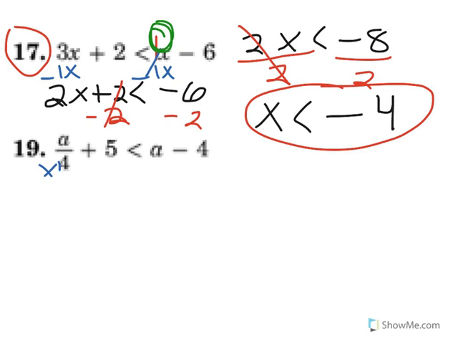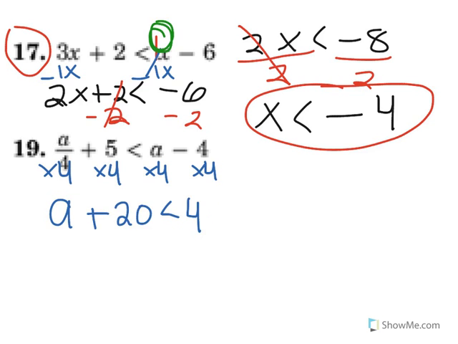If we multiply this by 4, this by 4, this by 4, this by 4, so everything, we would be left with 5 times 4 is 20. A times 4 is 4A. Negative 4 times 4 is negative 16. So this question translates to A plus 20 is less than 4A minus 16. You could rewrite number 19 this way, and now look, no fractions, none of that stuff. So some of you are going to prefer this question.